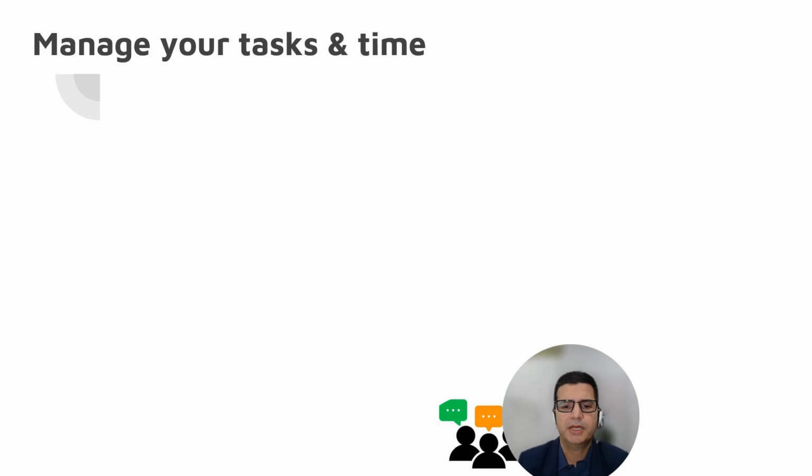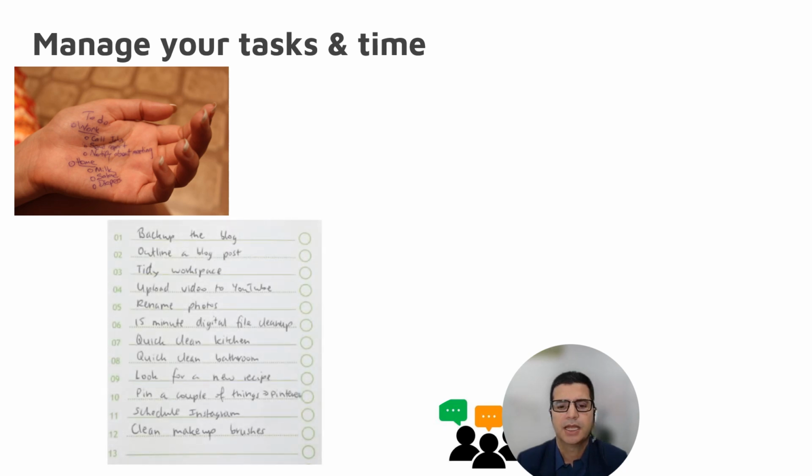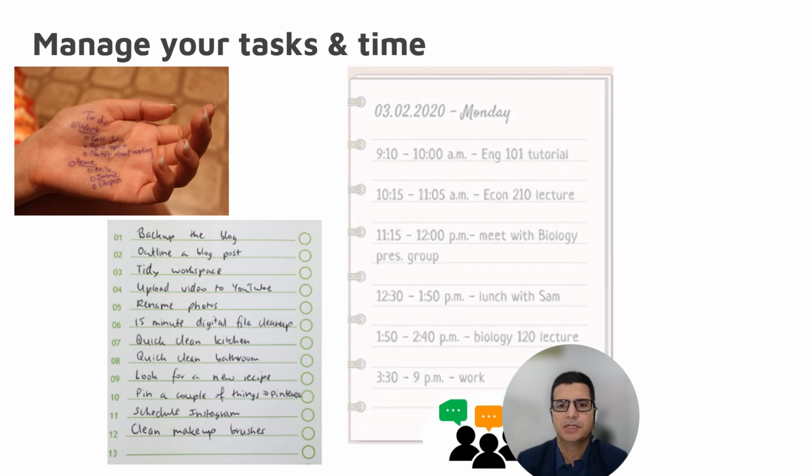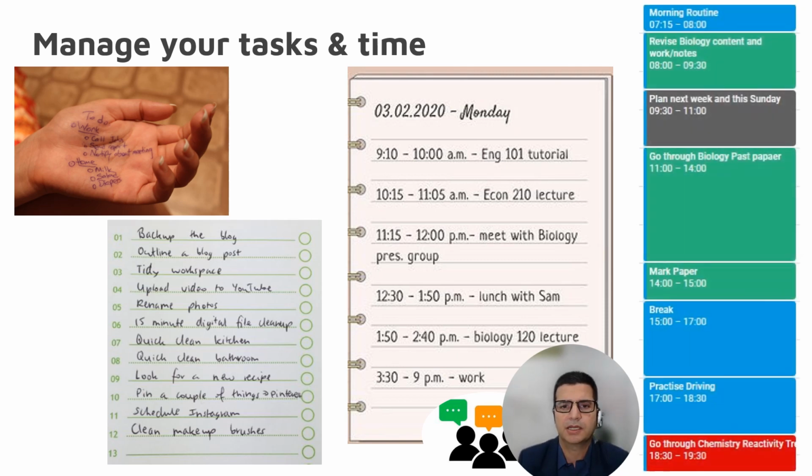Let's see how you manage your tasks and time. How do you note them down? Some people use their hands, especially the girls do that. Some people write down all their tasks and tick them off when they finish. Some advanced ones add the time to it. But there are limitations to these. Whereas the newer option, online calendars, will work much better.